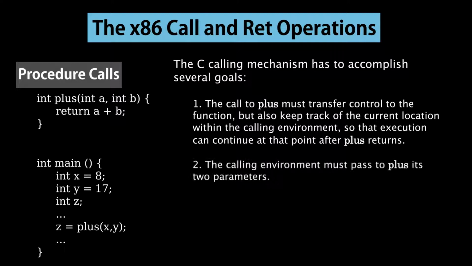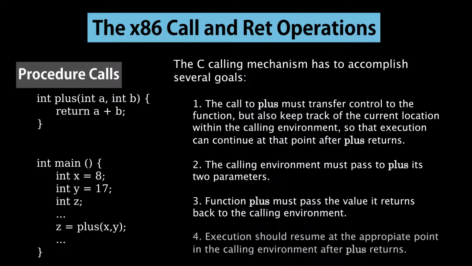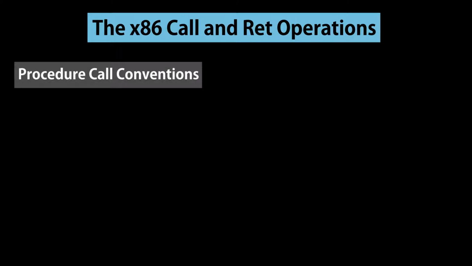Second, the calling environment must pass to plus its two parameters. Third, function plus must pass the value it returns back to the calling environment. Finally, execution should resume at the appropriate point in the calling environment after plus returns. When the C code is compiled into x86 assembly, all of these goals must be taken care of. However, not all of them are accomplished by the x86 call and return statements, which are the focus of this video. Some are handled by various x86 calling conventions.